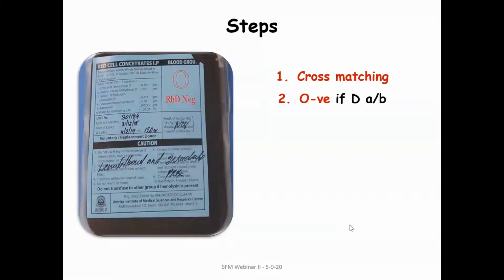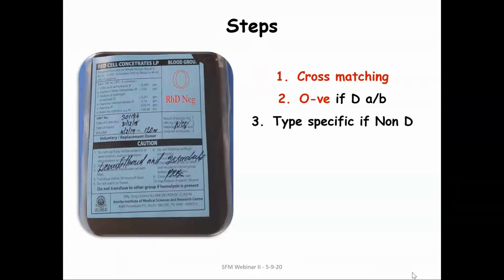Now, if the antibody that is involved here is the D antibody, the blood that we choose to transfuse, the donor that we select, has to be an O negative donor, because we said we do not want to introduce new antibodies in the circulation as far as possible, even if you don't do a cross-matching in that regard.